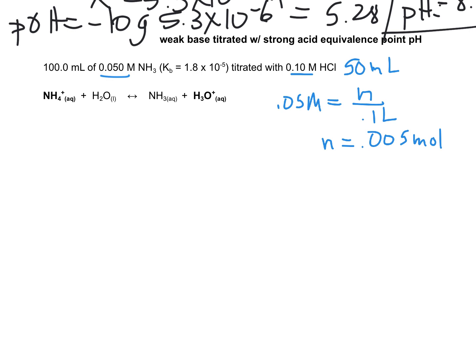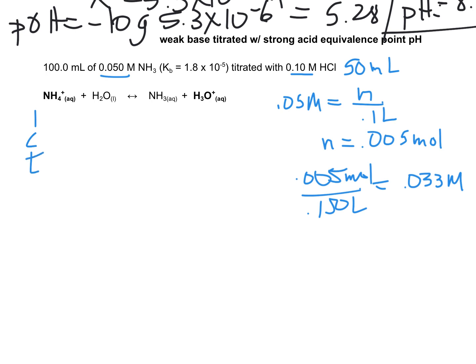So that is 100 milliliters and 50 milliliters, so that is 150 milliliters total. 0.005 moles divided by 0.150 liters is 0.033 molar. That is the concentration of our ammonium ion initially. Initial concentrations of the ammonia and the hydronium should be 0. And now we can do our minus X, plus X, plus X, and solve for X.